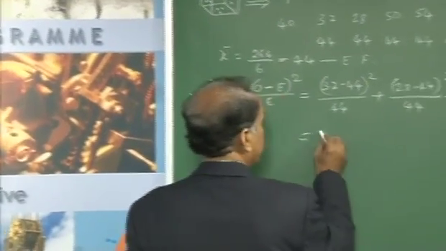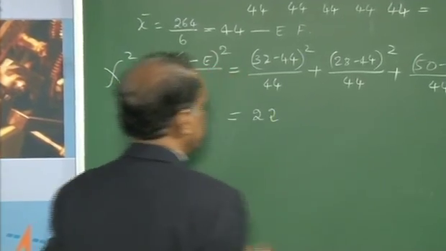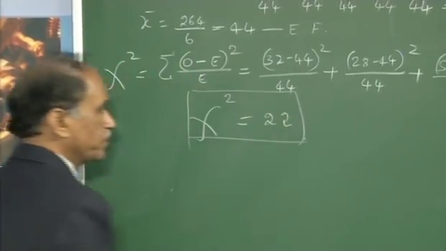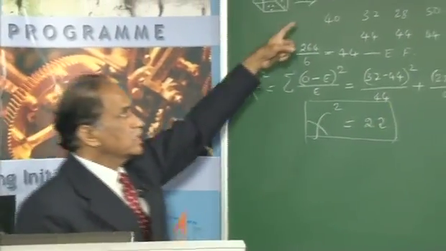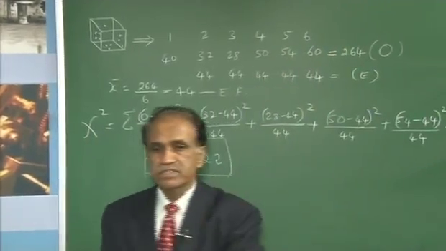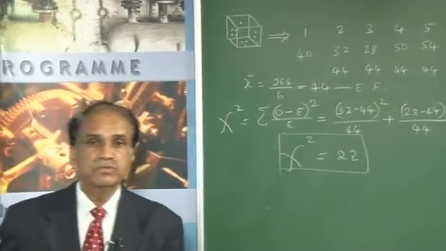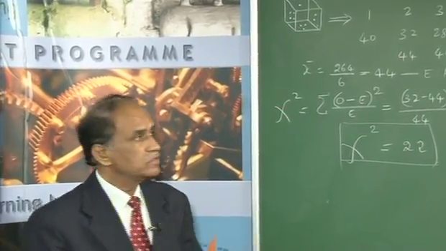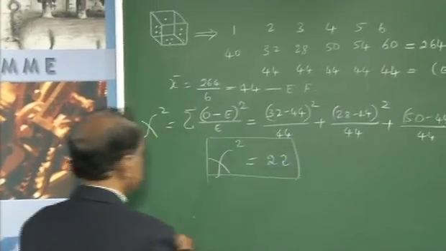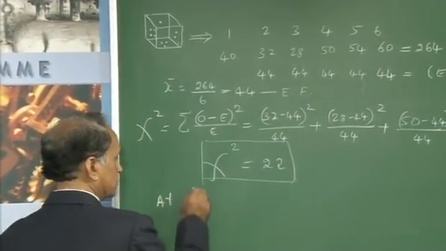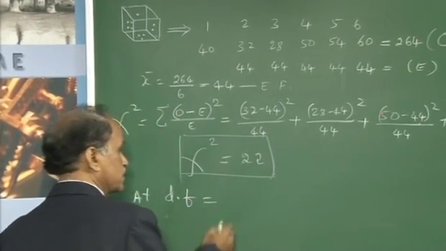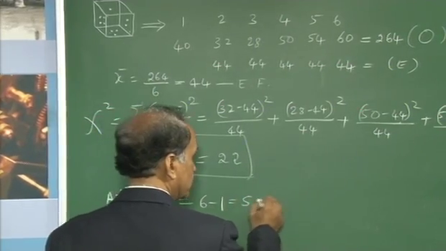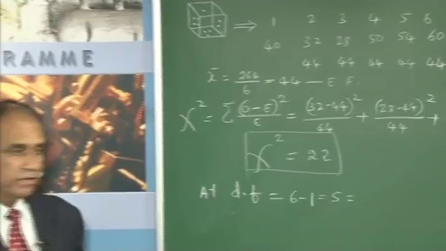This is the actually calculated value of chi-square from the given table of values. Now, how many values are given? Totally 6 values are given. Out of 6, the degrees of freedom you are going to write is 5. That means you have to refer to the table of chi-square values at degrees of freedom equal to 6 minus 1, that is 5, and that value is 11.07.